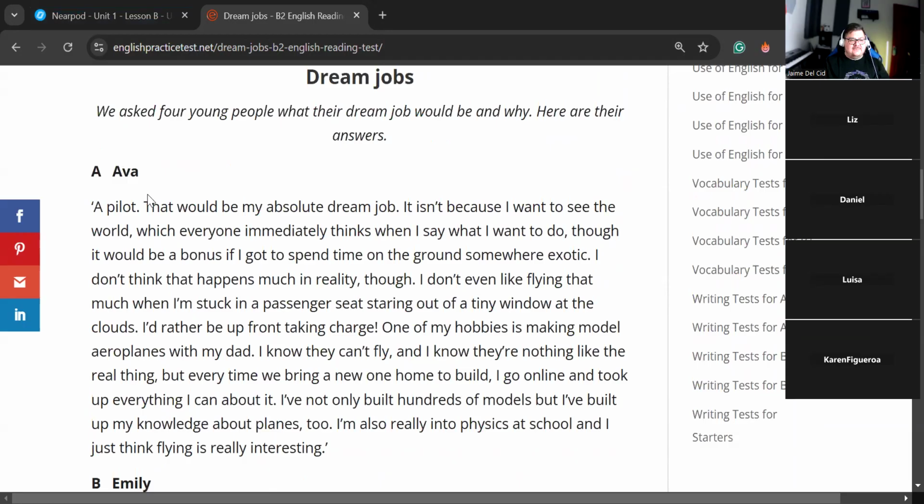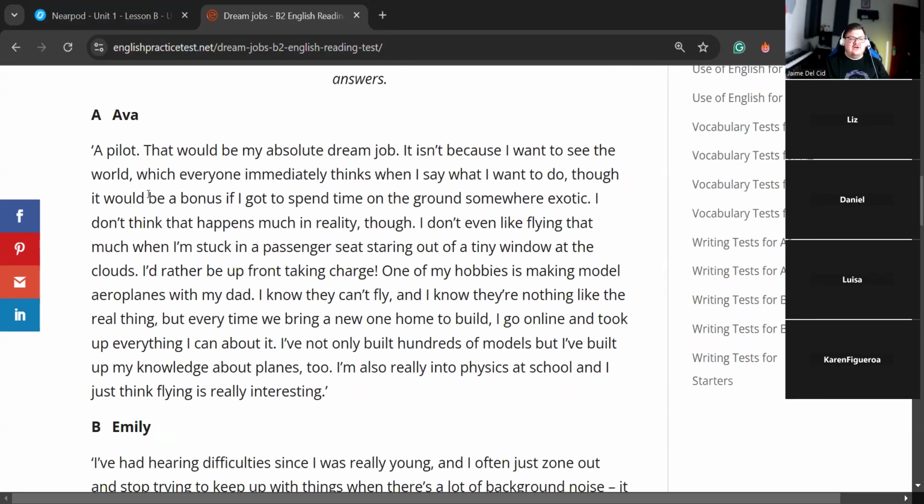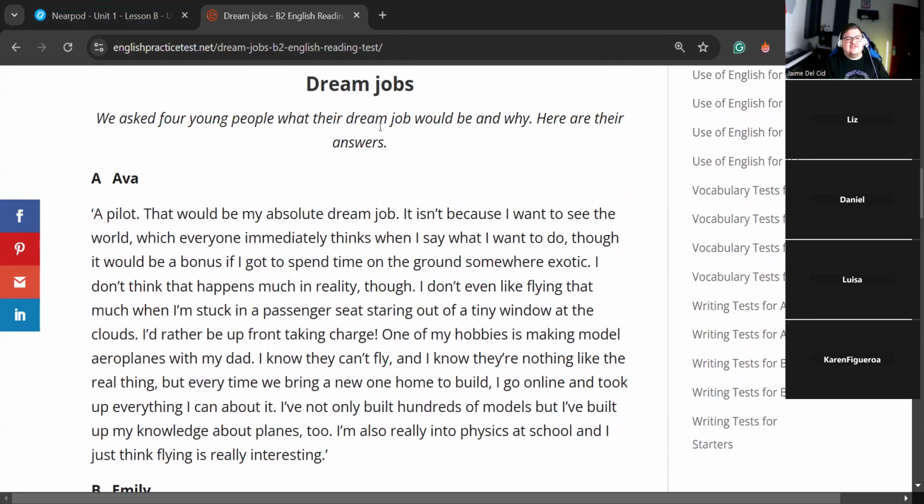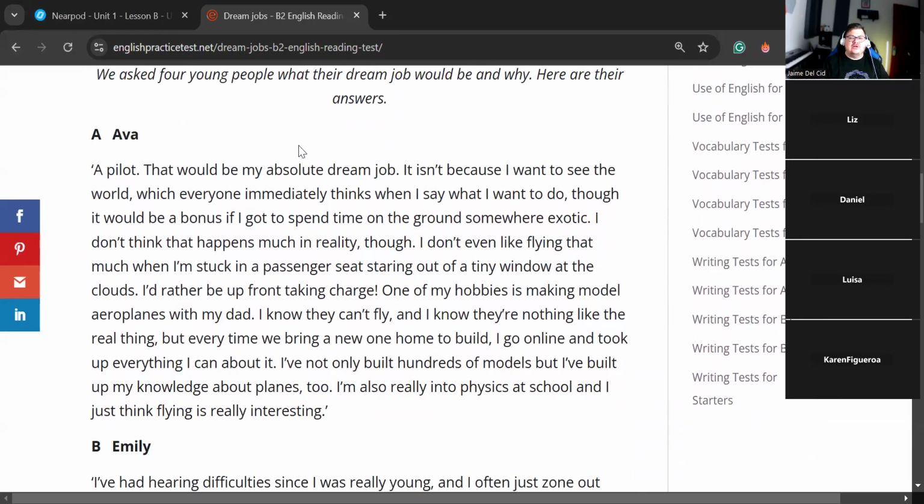Remember that these are young people, so they are probably not entirely sure what they want to do with their lives. They just have a dream. And I'm pretty sure that if you are young and you start dreaming about what the best job in the world could be, what would be your dream job, you will probably have a strong opinion as well.